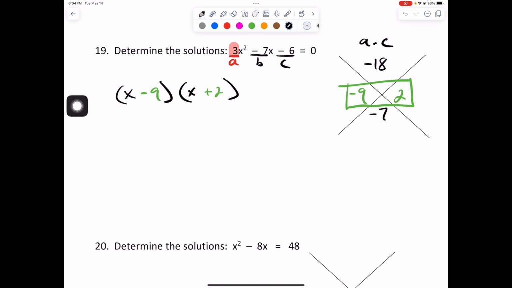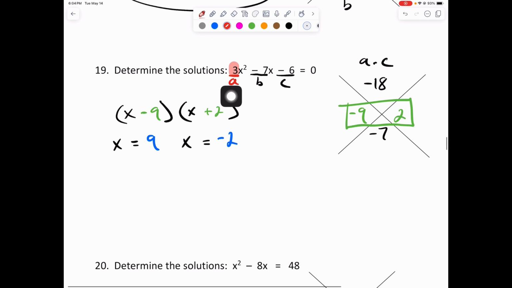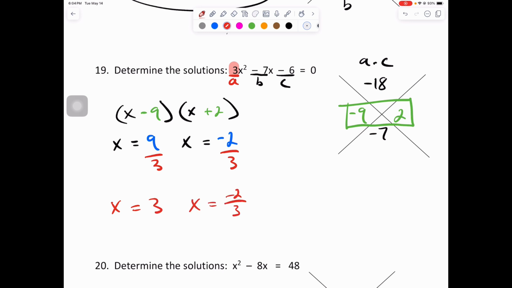So let me just write this out. X equals, and I'll put this in blue so you can see that flip, 9. And then x equals not +2, but yes, -2. Great job. From here, because our a value was 3 and it was greater than 1, well, we have to divide each by 3. And when we do that, it gives us, let me switch back to my red, x equals 3 and x equals -2/3. Go ahead and circle your answer.